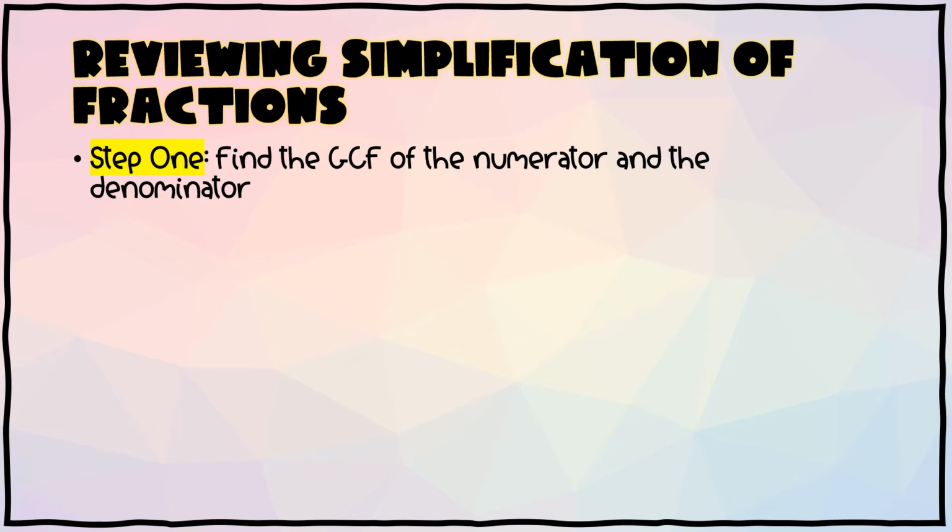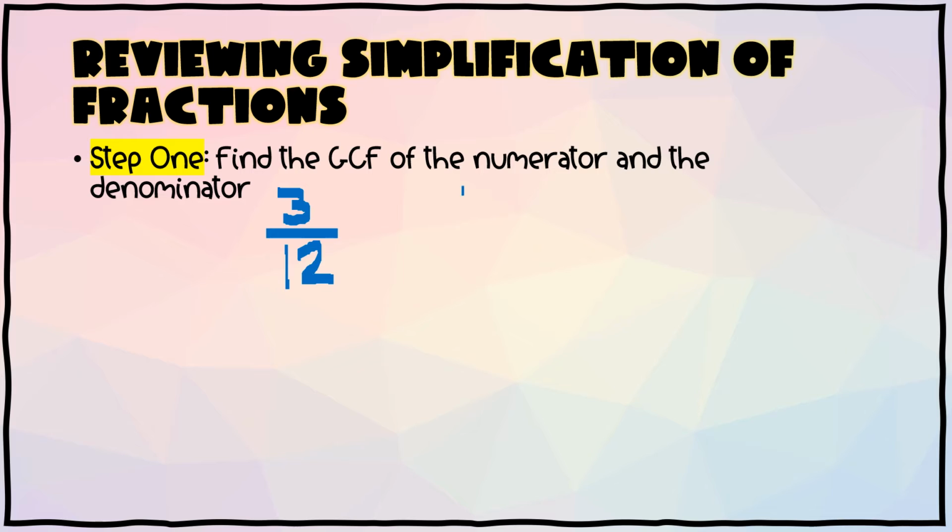So for step 1, we find the GCF of the numerator and the denominator. So let's say that I have the answer 3 over 12. So we're not going to do the actual multiplication problem. Let's just say that my product, or my answer, is 3 over 12. Well, that's not in simplest form because I can make this in smaller terms, so it's the most correct. So we need to find the GCF.